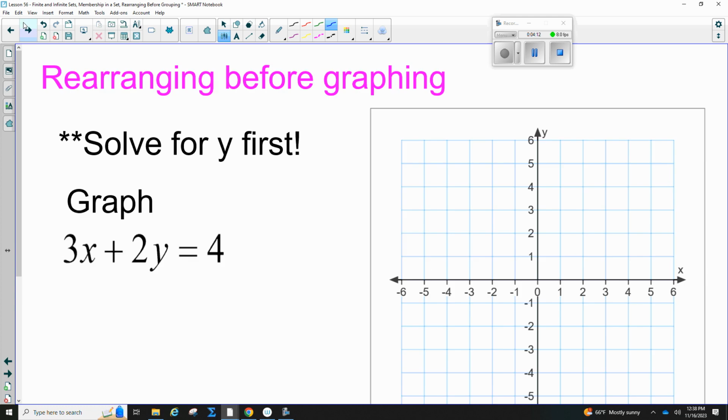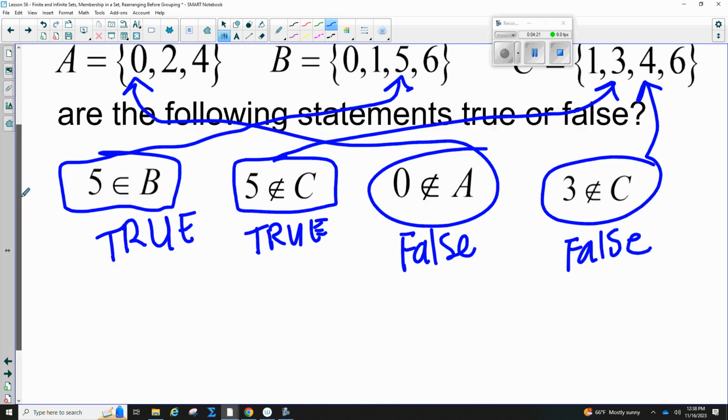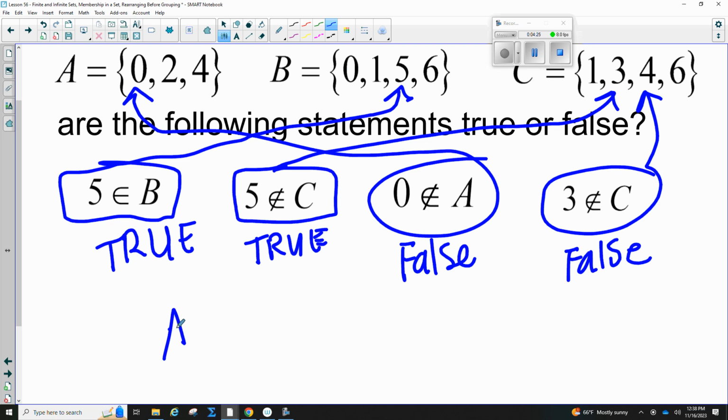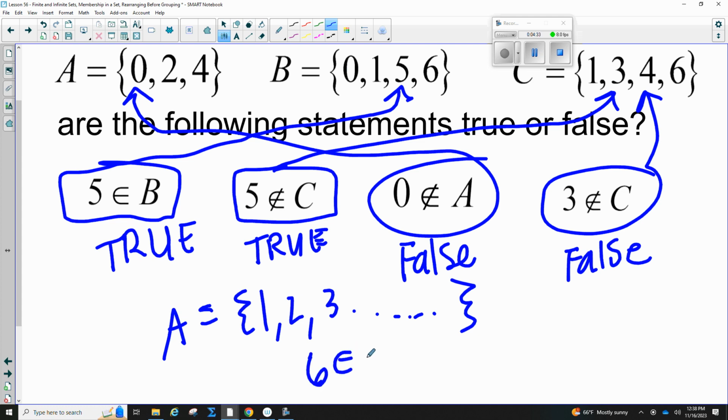All right, rearrange and graph. Oh, well, you could still check for infinite. Like, let's say that this was A equals 1, 2, 3, dot, dot, dot. And it said something like 6 is an element of set A. You would say yes, because it's going up. And you can see the pattern there. All right.